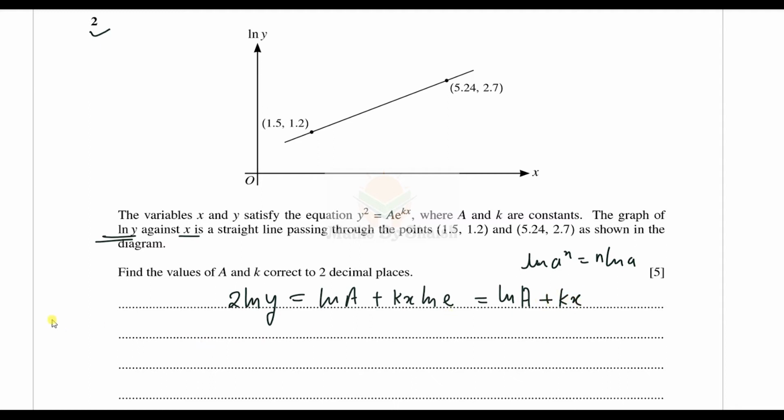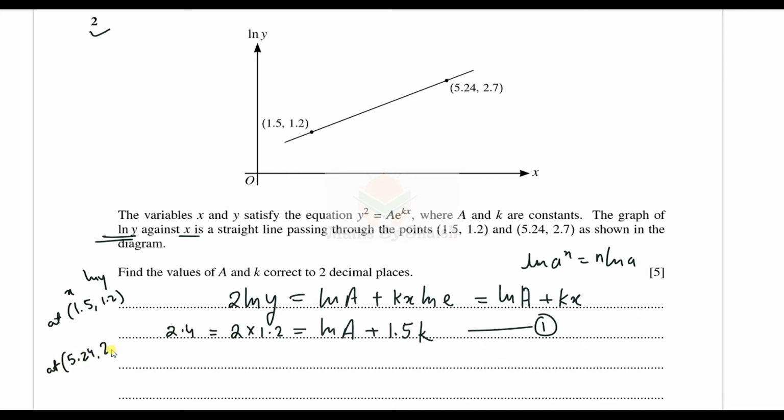And now at minus 1.5 comma 1.2, we know it is going to be x, and it is going to be ln y because it is a graph of ln y against x. Hence 2 times ln y, that is 2.4, is equal to ln a plus k times x. K times x means 1.5 times k. This is equation number 1. And at 5.24 comma 2.7 we will get 2 times 2.7, that is 5.4, is equal to ln a plus 5.24 times k. This is equation number 2.